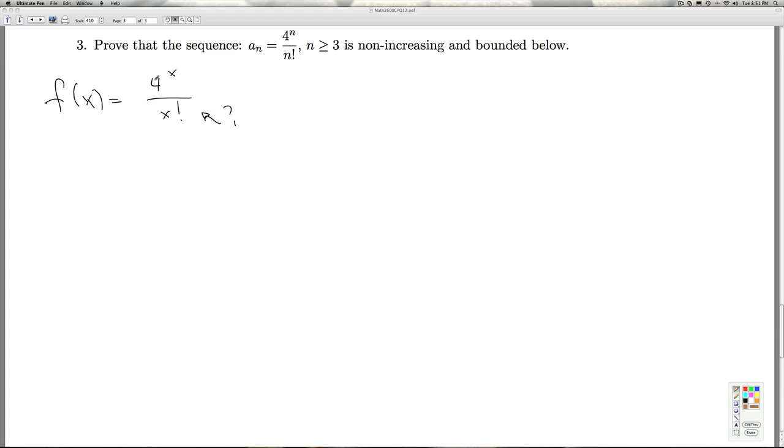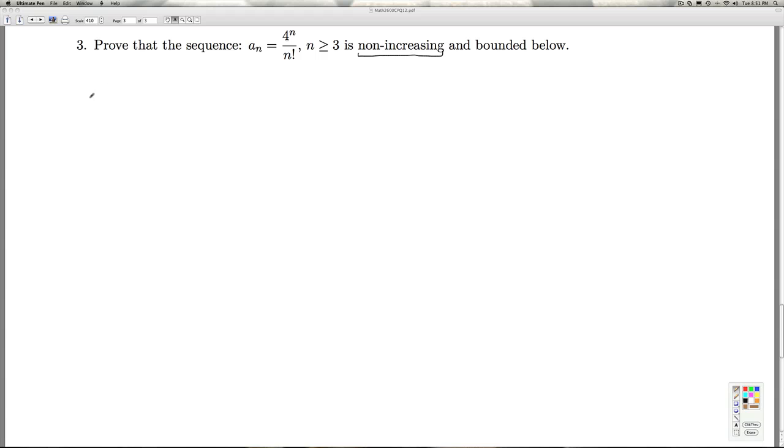One way, if this worked out and we got a function of x out of this, we could take the derivative, show it's always negative, and we're done. But we can't do that in this case because x factorial doesn't make any sense. So we have to go back to the definition of non-increasing.